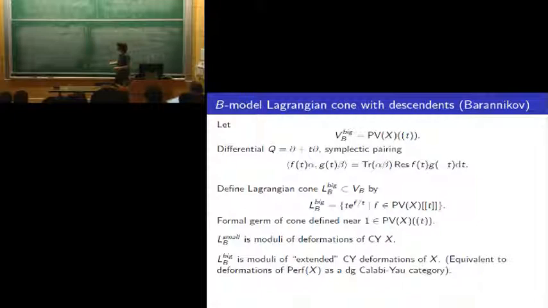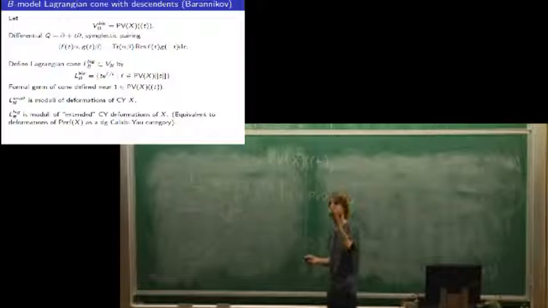deformations. If I have some element in this cone, this is some kind of DG manifold, so the only elements we really kind of know about are those which are closed. So if I have some element which is closed, this happens only if this F in here satisfies the master equation, a certain Maurer-Cartan equation. And this is the Maurer-Cartan equation which allows us to deform our Calabi-Yau.